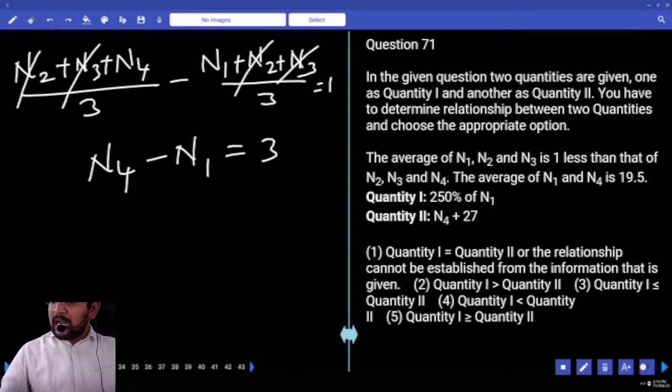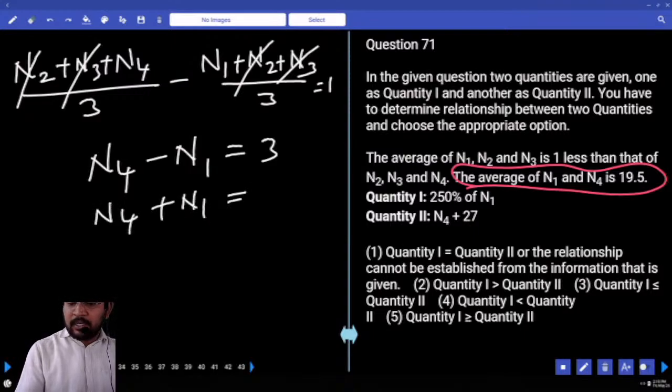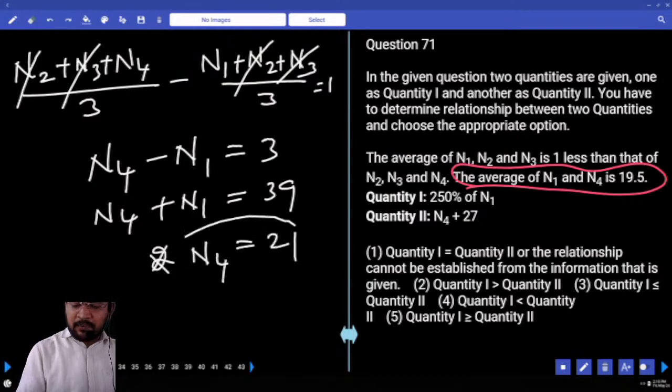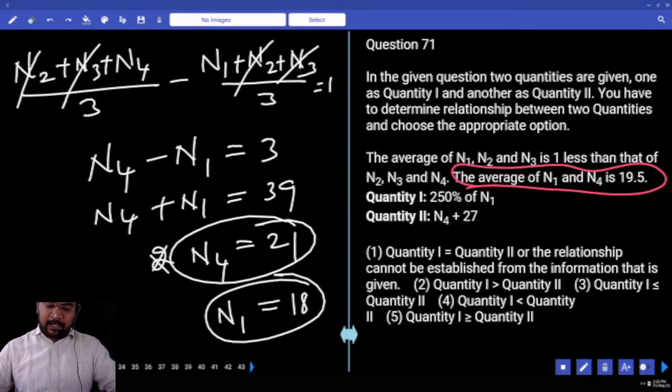Are you clear? And they gave the average of n1 and n4. Therefore, n4 plus n1 is equal to how much? 30. So 2 times n4 is equal to 42. Then n4 is equal to 21. If n4 is 21, n1 is 18.